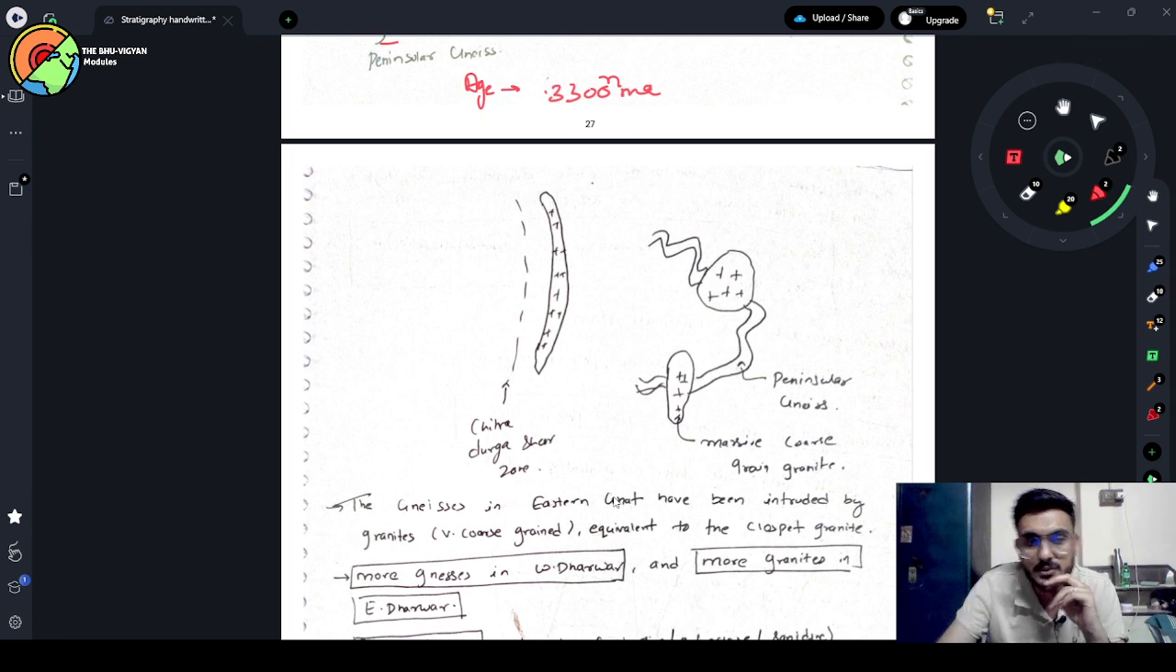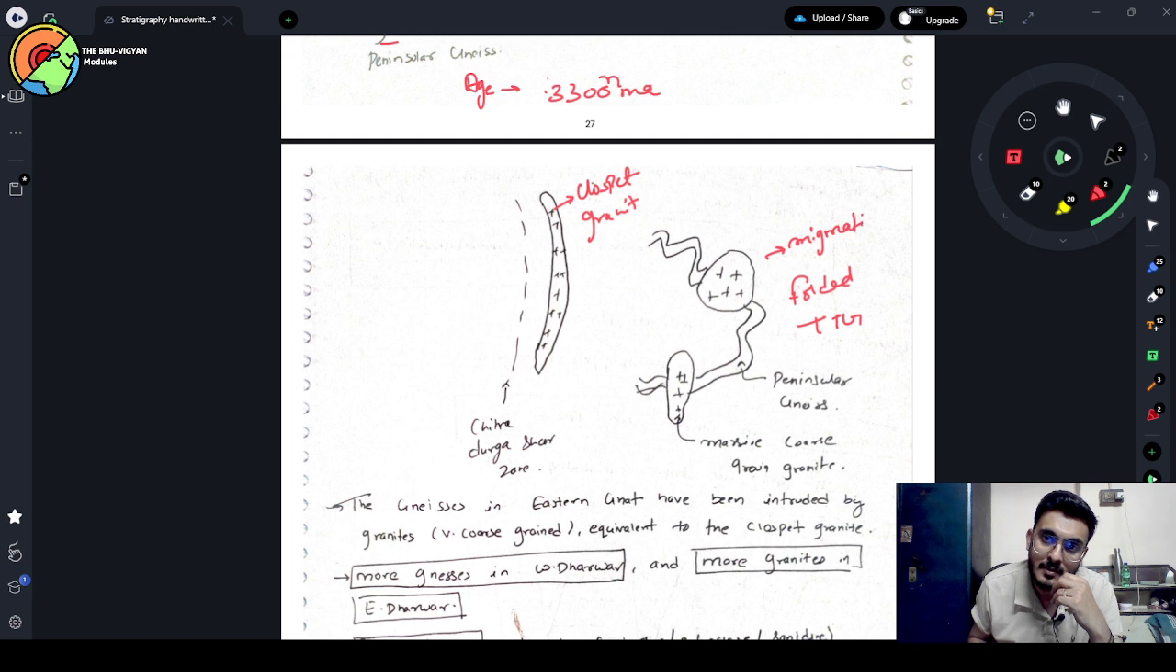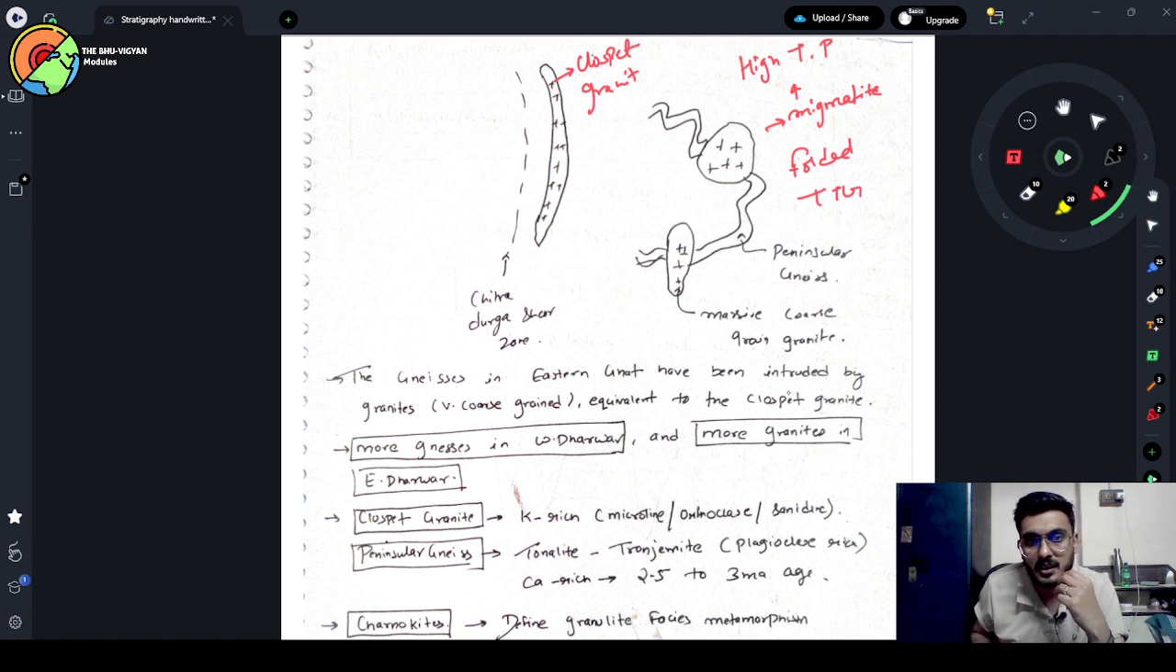Now if you see the general diagram of this one, here our Closepet granite is present, and here we see the Chitradurga shear zone, and here our peninsular gneiss is present, which is highly folded, and the composition is TTG. It also contains migmatites. These migmatites represent the high grade of metamorphism here. They represent high temperature and pressure conditions. Now the gneiss in the Eastern Ghats has been intruded by granites equivalent to the Closepet granite.